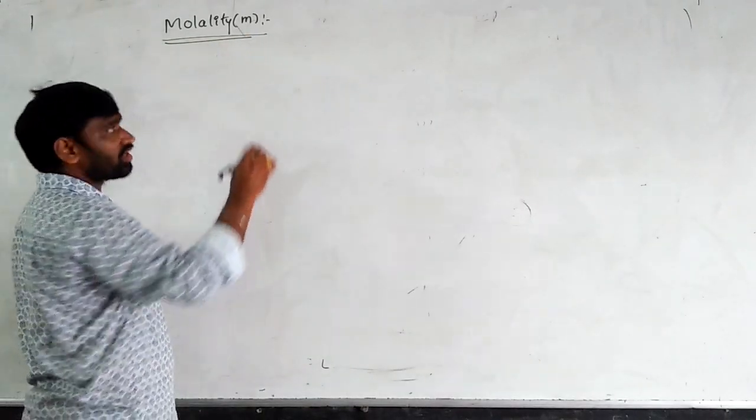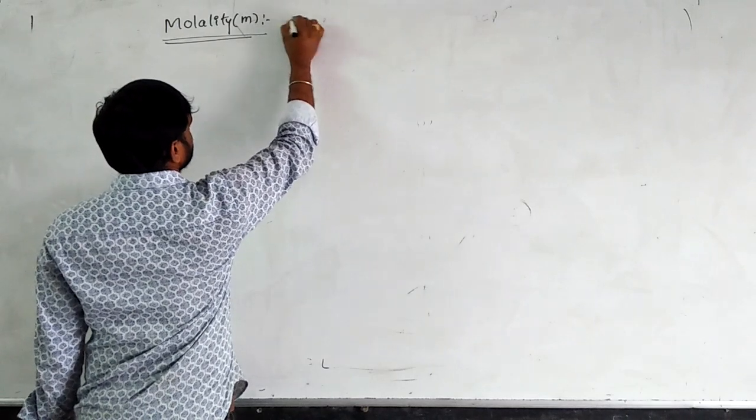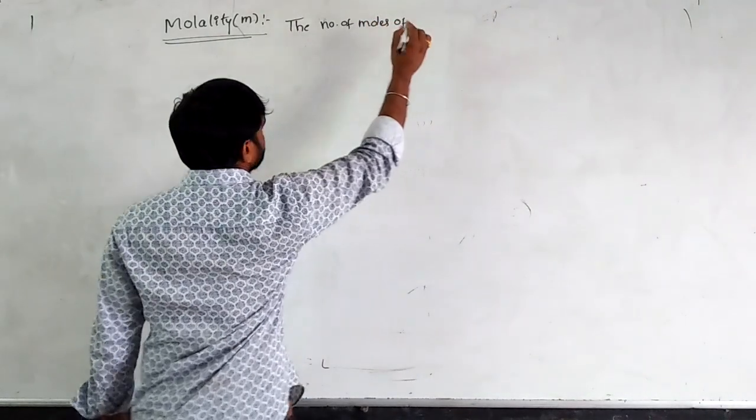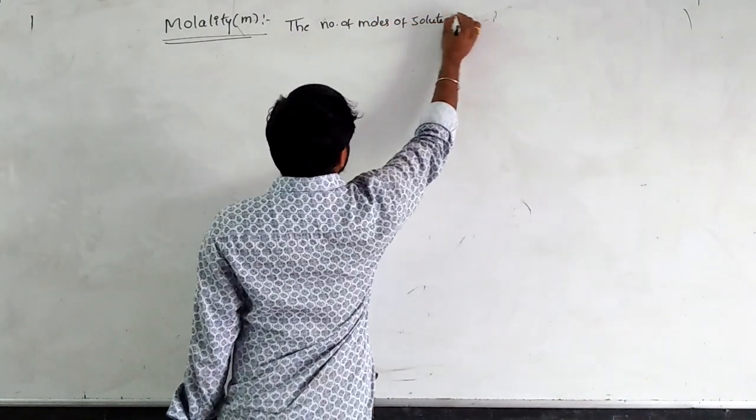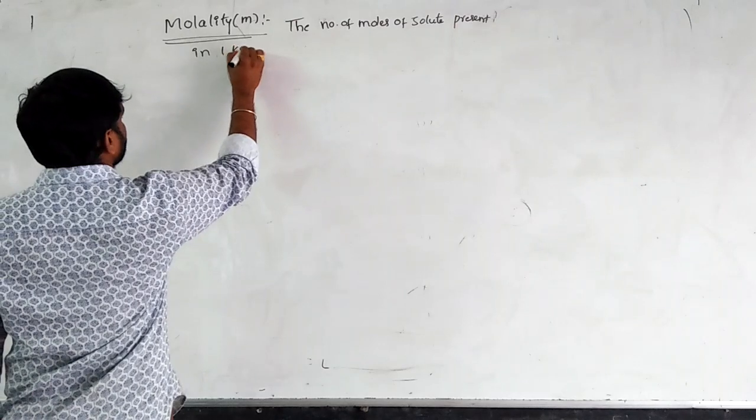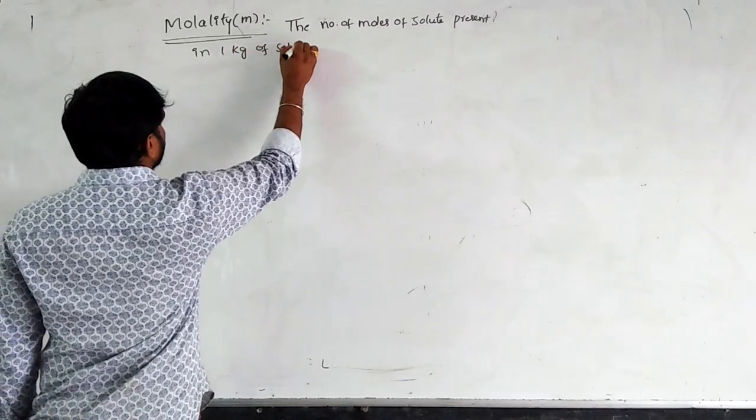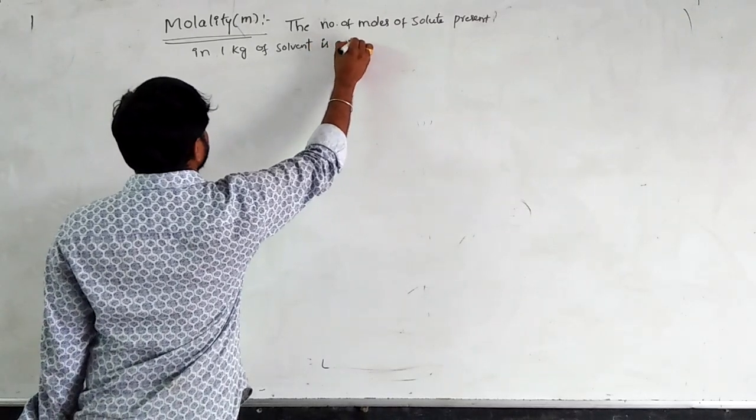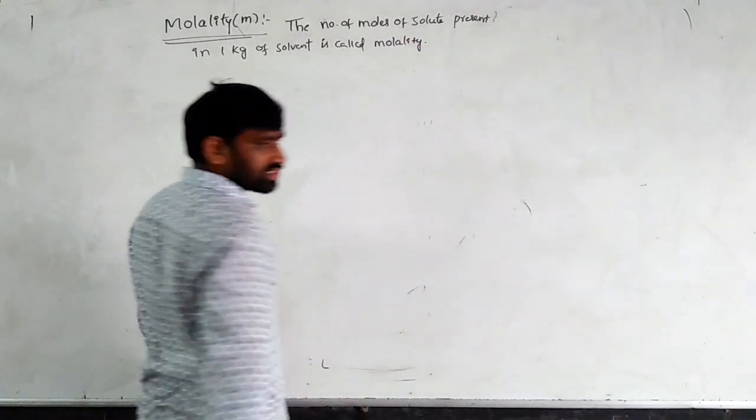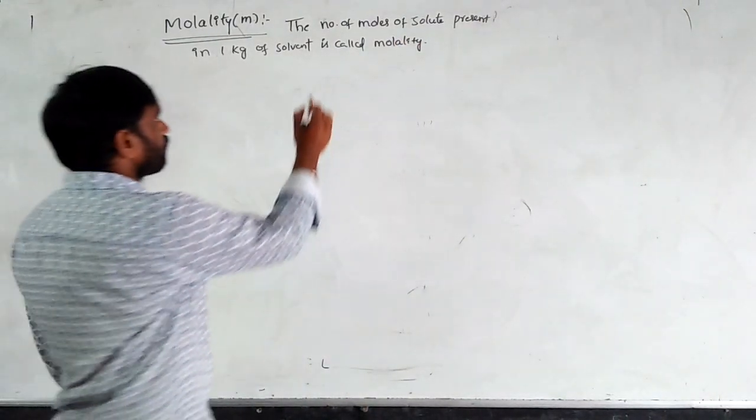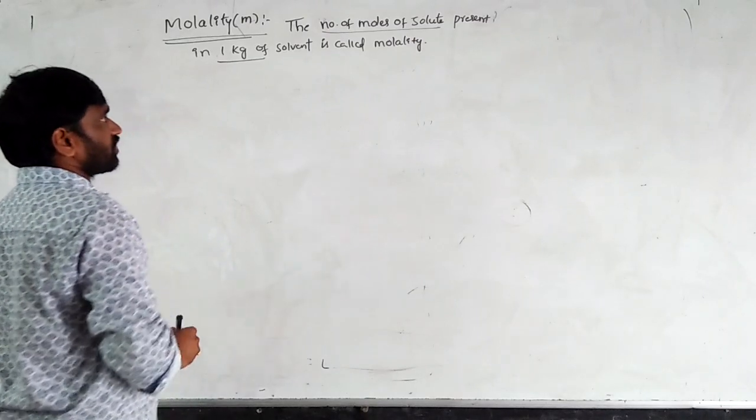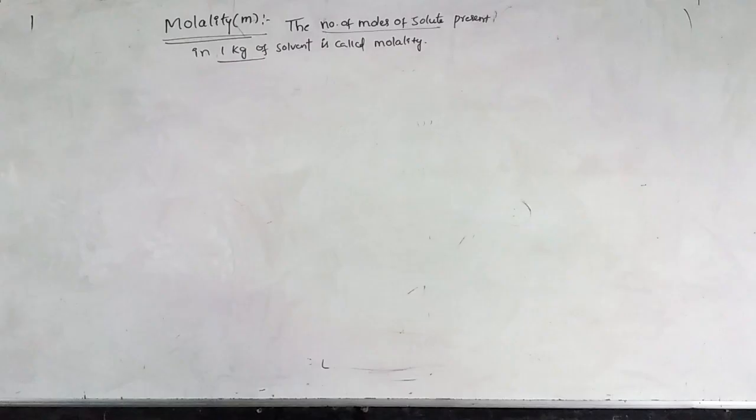Molality. So what is molality? The number of moles of solute present in 1 kilogram of solvent is called molality. So what is molality, students? The number of moles of solute present in 1 kilogram or 1000 grams of solvent is called molality.